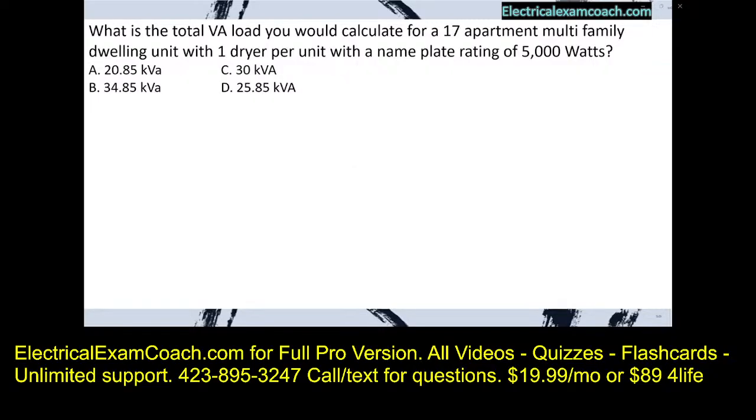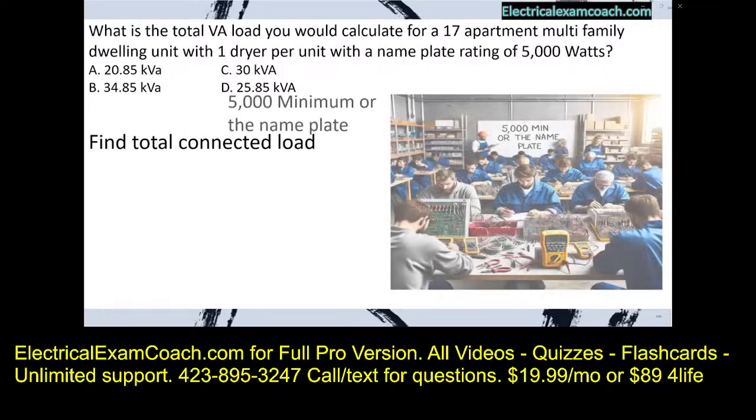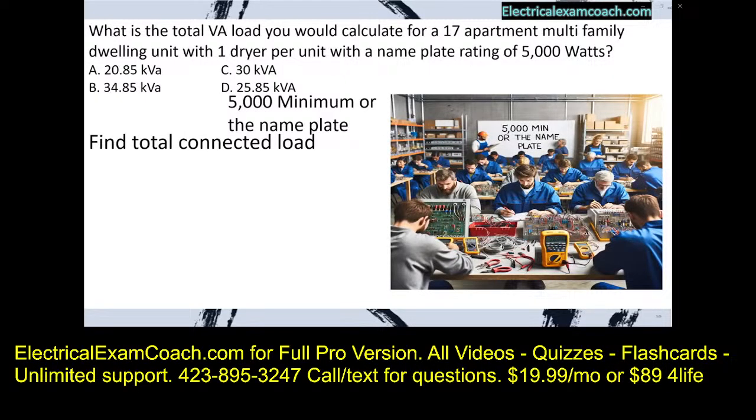What is the total VA load you would calculate for a 17 apartment multifamily dwelling unit with one dryer per unit and a nameplate rating of 5,000 watts? First, we're going to find our total connected load. We're going to use 5,000 minimum or the nameplate, whichever is larger. We take our 17 units, multiplied by 5,000 each, and that gives us 85,000 VAs.